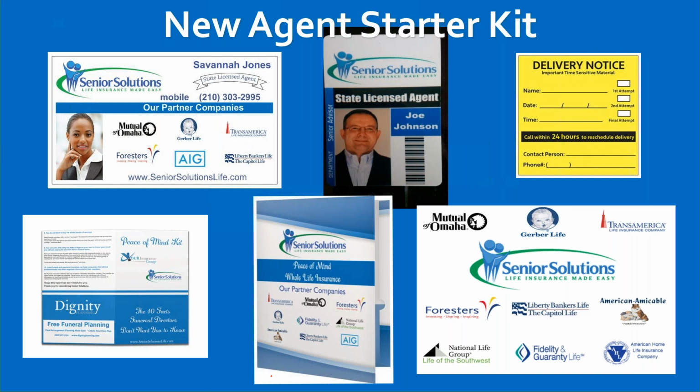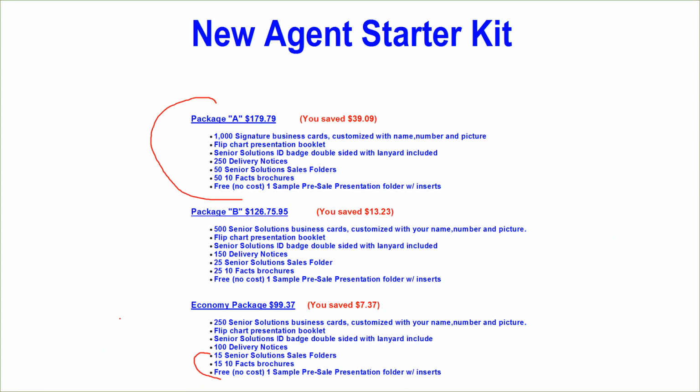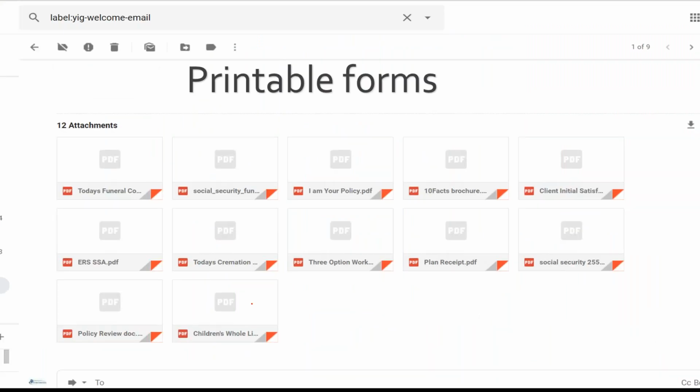Okay. Printable forms. I'm also going to send you an email with forms that you can put into your folder. I'm going to run through these real quick. We've got today's funeral costs that go in there, the Social Security future cost, the I Am Your Policy, the 10 Facts brochure, the client initial survey, emergency response system, today's cremation cost, pre-option worksheet, plan receipt, Social Security 255 benefit, policy review document, and then information about the children's whole life.